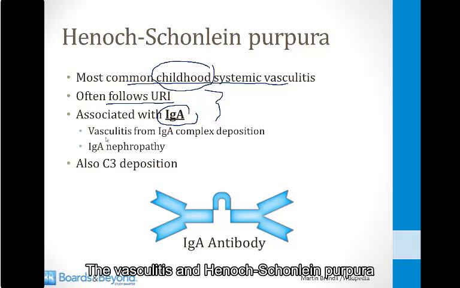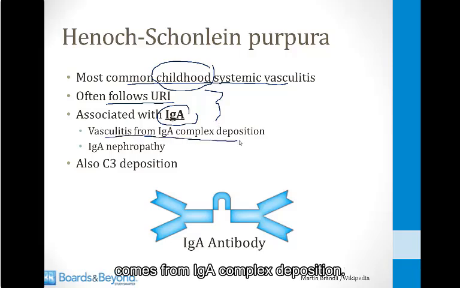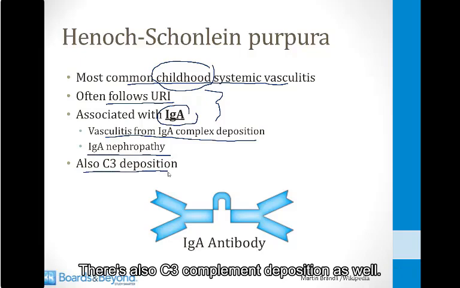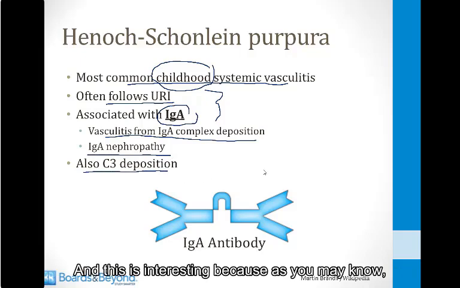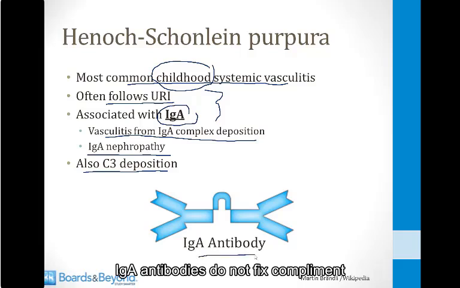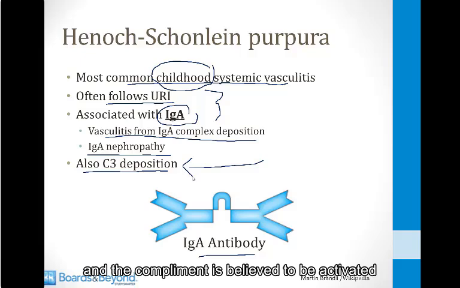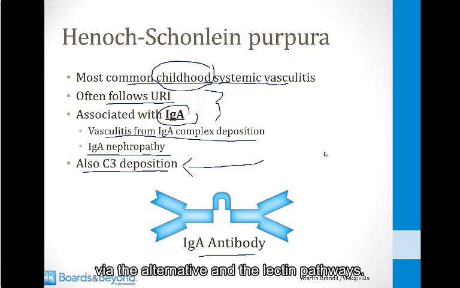The vasculitis in Henoch-Schönlein purpura comes from IgA complex deposition, and this is how you can get IgA nephropathy in the kidneys. There is also C3 complement deposition as well, and this is interesting because, as you may know, IgA antibodies do not fix complement via the classical pathway, but complement is often involved in Henoch-Schönlein purpura and IgA nephropathy, and the complement is believed to be activated via the alternative and the lectin pathways.